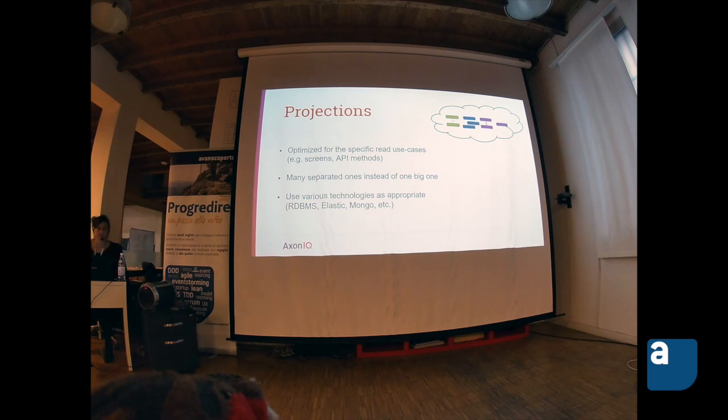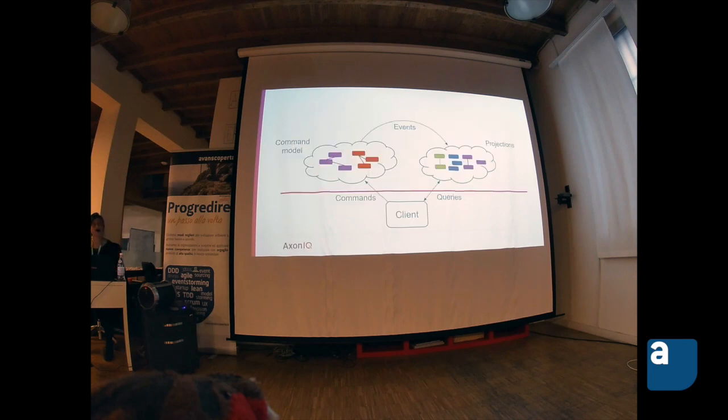So one of the advantages of the projection is that you can use different technology. For example, if you want to do some text search, you can choose the correct technology. If you prefer a relational database, you can choose another technology. So it's easy to understand that this has one consequence.